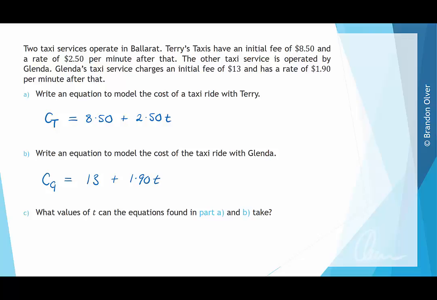For part C, we're asked what values of t can the equations found in part A and B take. So because t stands for time, or it represents time, we need t to be greater than or equal to 0. That's the set notation. We can also write that in interval notation. So we could also express this as t is an element of [0, infinity), with a round bracket on the infinity meaning it's not included.